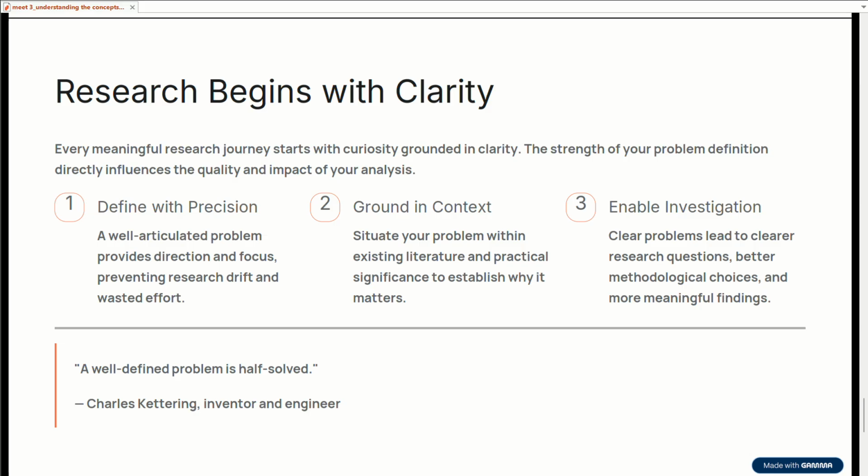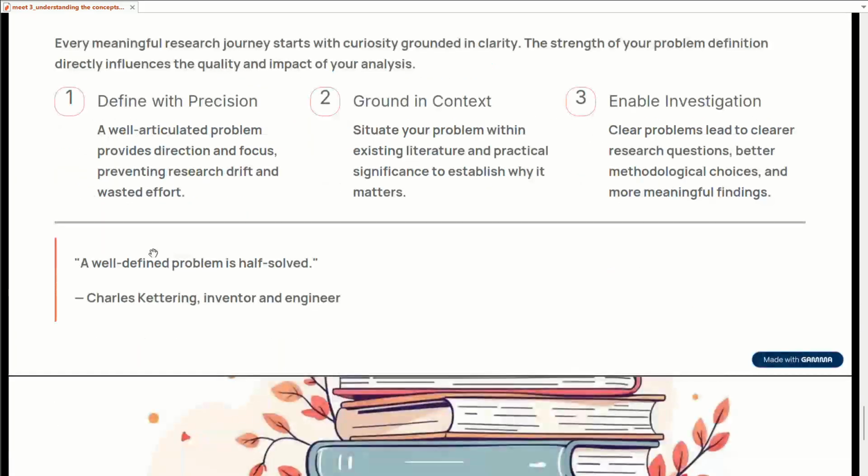The third is enable investigation. Clear problems lead to clearer research questions, better methodological choices, and more meaningful findings. This is a quote from Charles Kettering, inventor and engineer: a well-defined problem is half solved. This is very true. So the problem should be well defined.